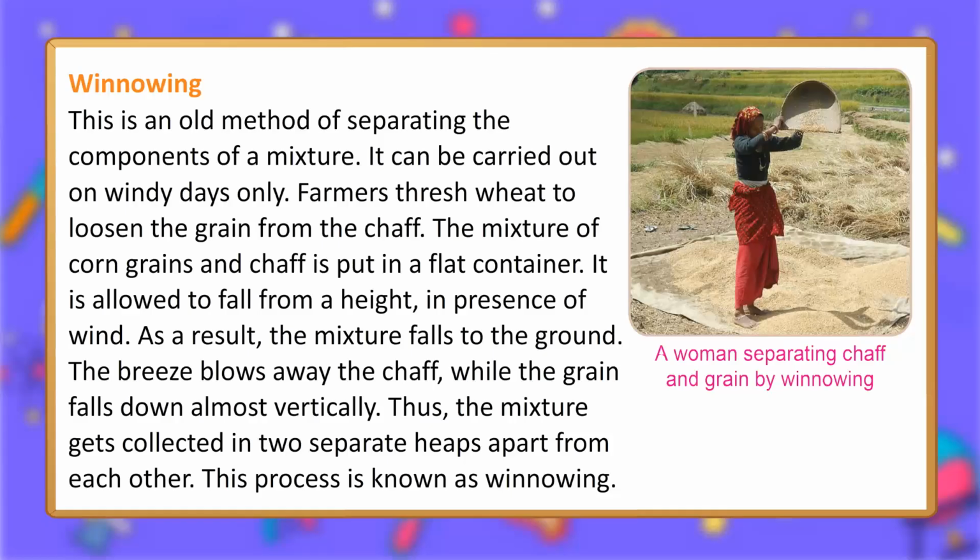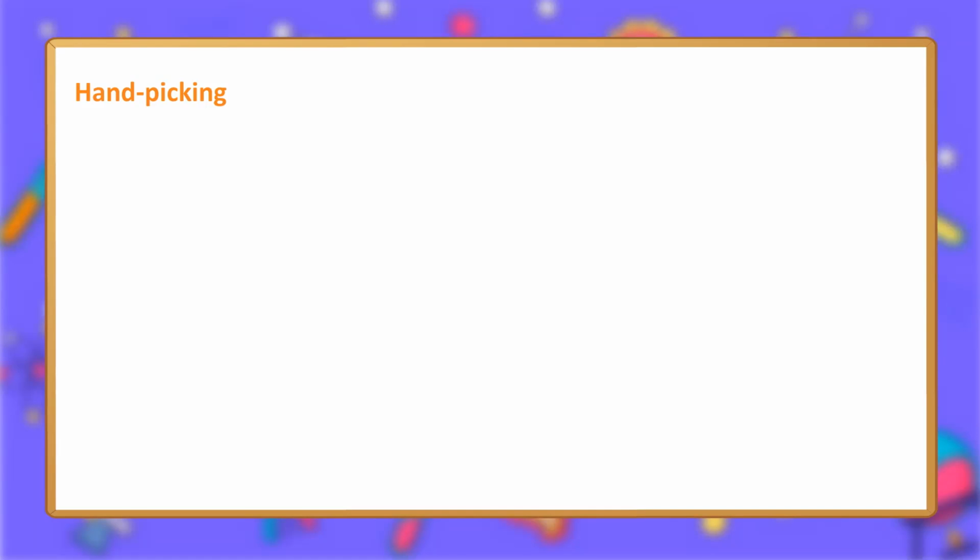As a result, the mixture falls to the ground. The breeze blows away the chaff, while the grain falls down almost vertically. Thus, the mixture gets collected in two separate heaps apart from each other. This process is known as winnowing. A woman separating chaff and grain by winnowing.